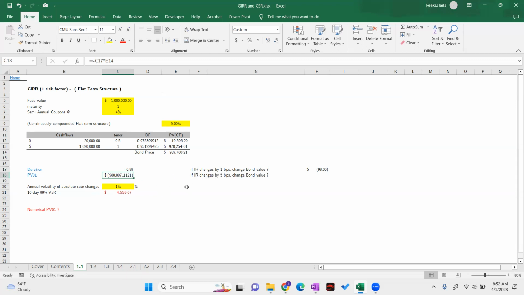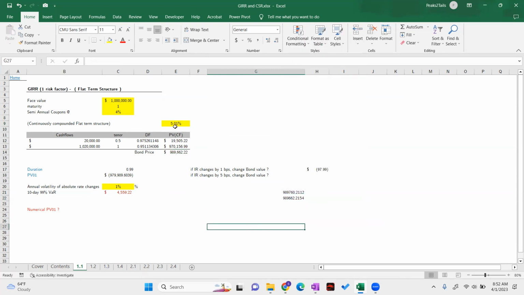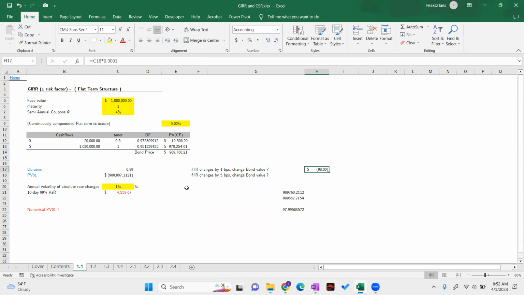But just as an experiment, let's do this. So this is the value of the bond, right? Let me store it here. Current value of the bond. Let me bump it up numerically a little bit. 1 basis point, 5.01. This is my new value. Okay. Now let me go back. New bond value, old bond value. What is the change in bond value? This minus this.